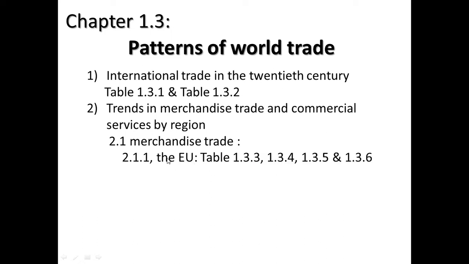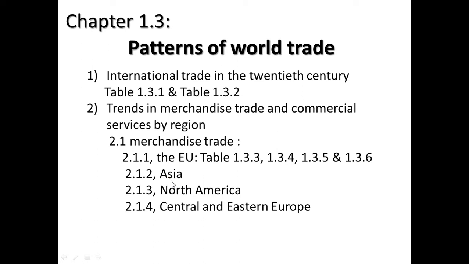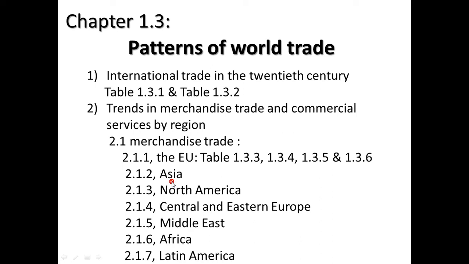What regions do we look at under merchandise trade? First, the EU region, you will have 4 tables. These 4 tables will provide you some data that can help you answer the question related to merchandise trade in EU. Second region Asia, third North America, fourth Central and Eastern Europe, fifth Middle East, sixth Africa, and last one Latin America. So for the first part of the second point objective, merchandise trade, you will have 7 regions to work with.